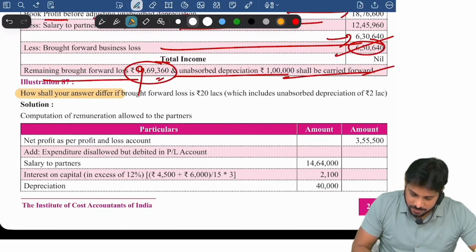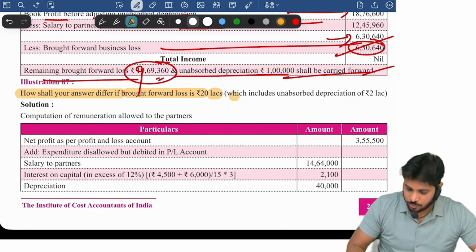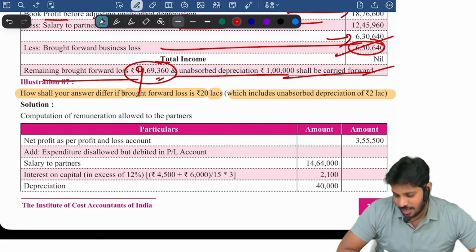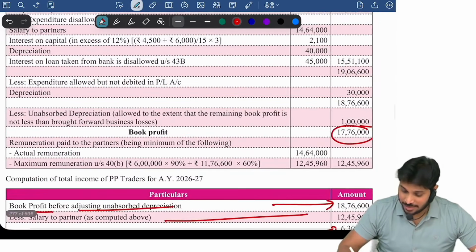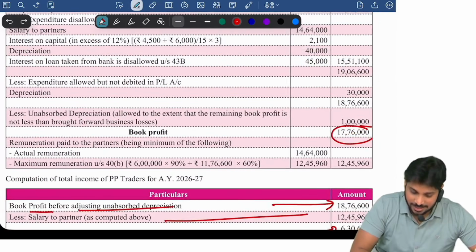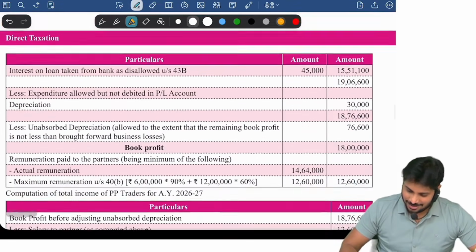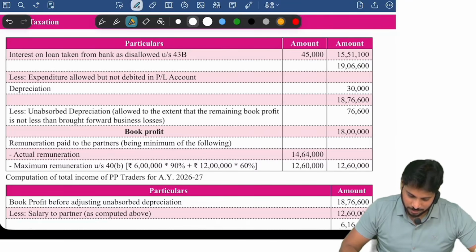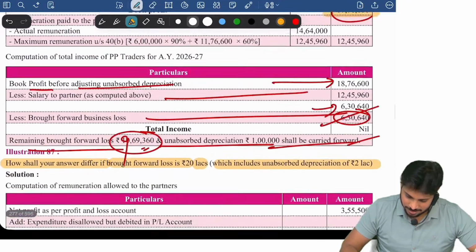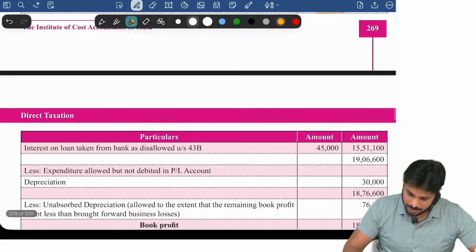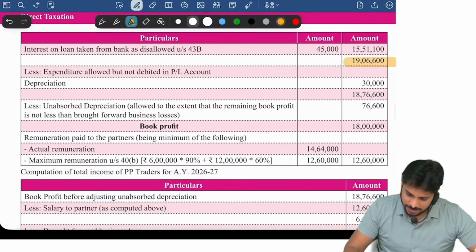Will your answer be different if brought forward loss is 20 lakh, which includes unabsorbed depreciation of 2 lakhs? Yeah, book profit will vary now. Book profit was 17,76,000, right? Now book profit will be 16,76,000. Okay, now book profit will be how much? Wait. So net profit, correct? All these are debits, correct? 18,76,000, correct?